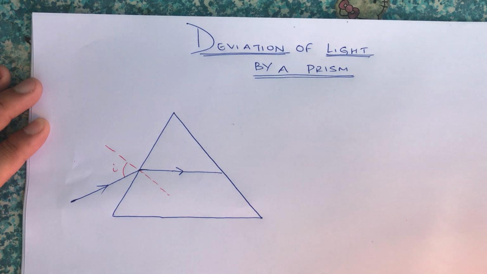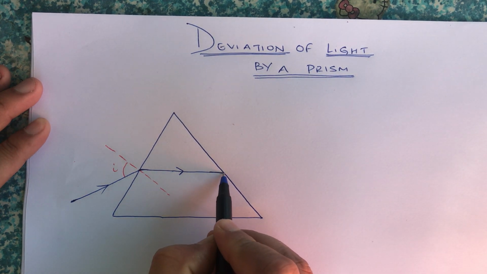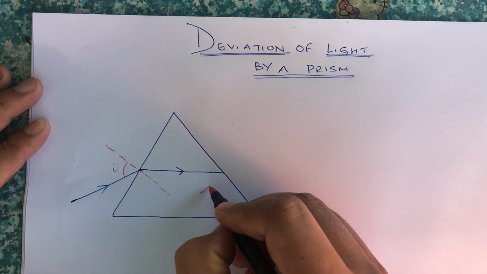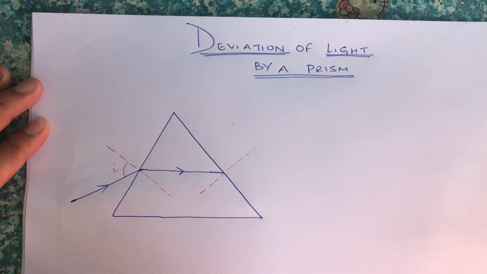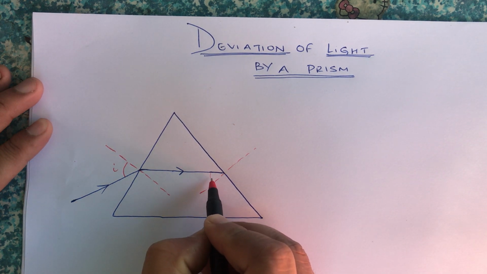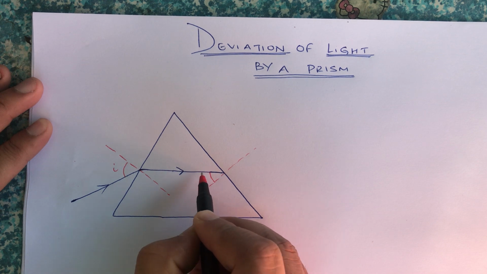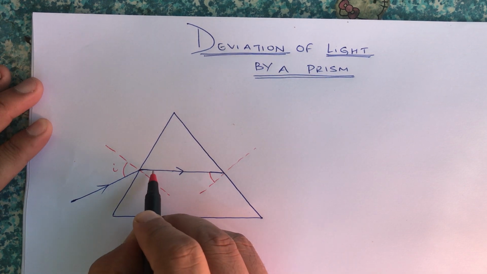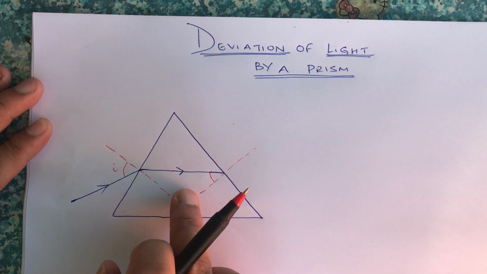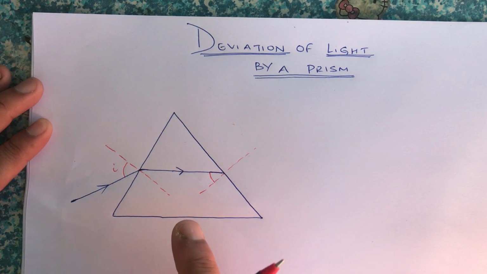Now, once it strikes the second surface, again it's striking at a certain angle. Again, we need to draw a normal over here also. So we draw another normal, and now this is the angle of incidence for this particular refracted ray, the ray that has entered the prism. Once it strikes over here, from the glass it's trying to come out into air.